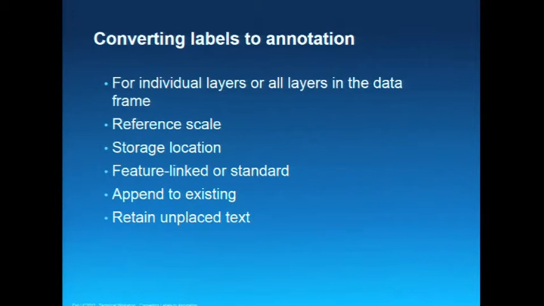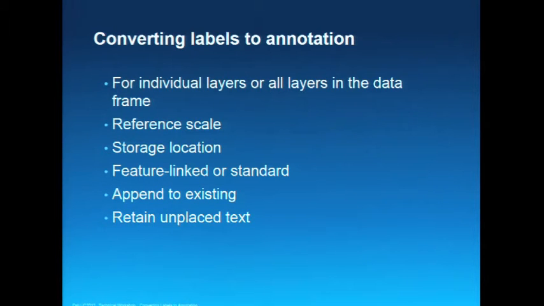So, a couple things when you're converting label to annotation that you need to take into consideration is, what are you converting for? Are you doing individual layers in the table of contents, or do you need annotation for all of them? You can do it all in one fell swoop. You need to consider your reference scale. So where are people going to be using your map? Your storage location. Are you going into the map because you only have a few pieces of annotation? You're okay with not sharing that. It's basically disposable. Or are you going out to a file geodatabase, an enterprise geodatabase? Where are you going to be storing this?